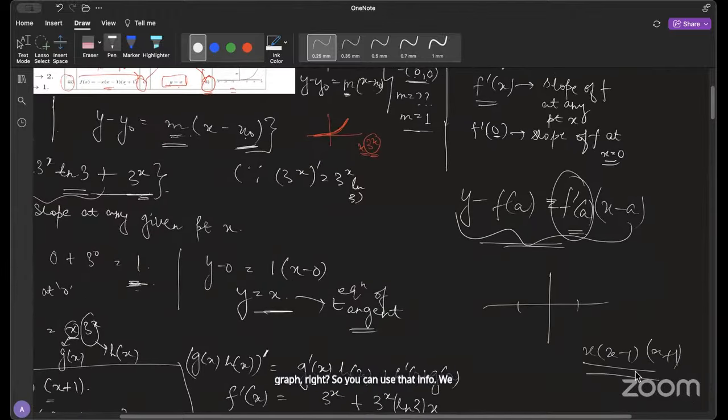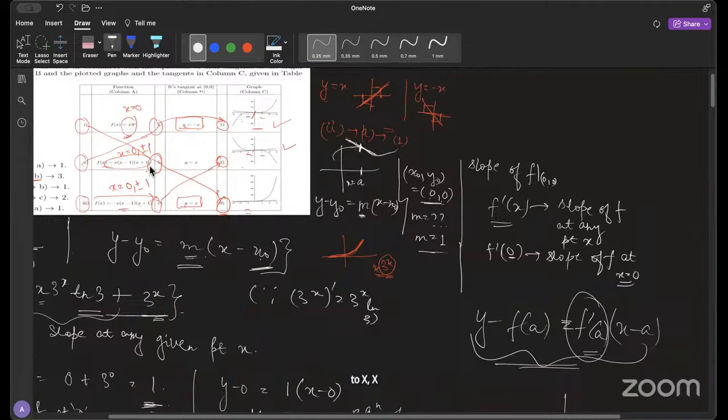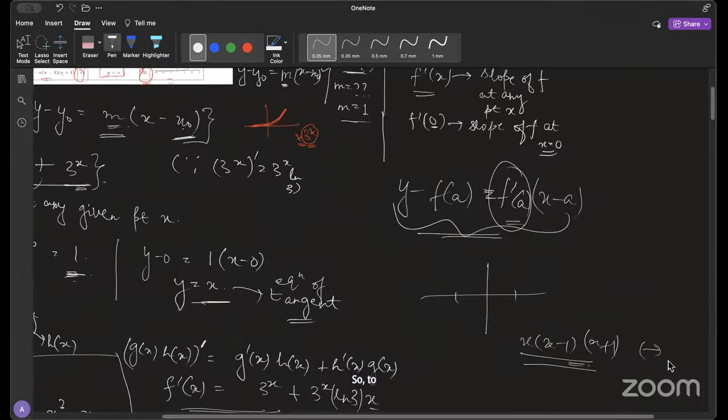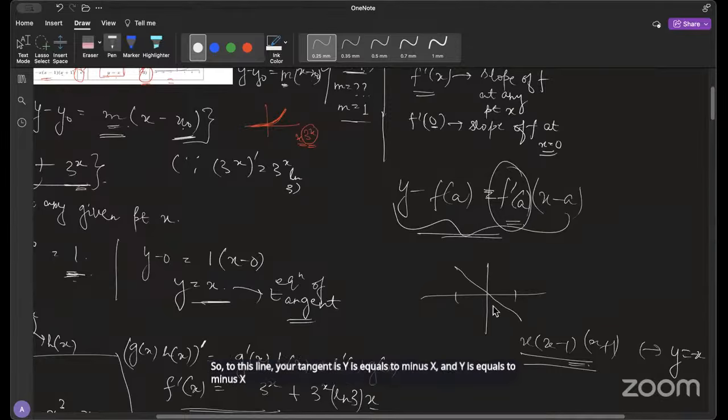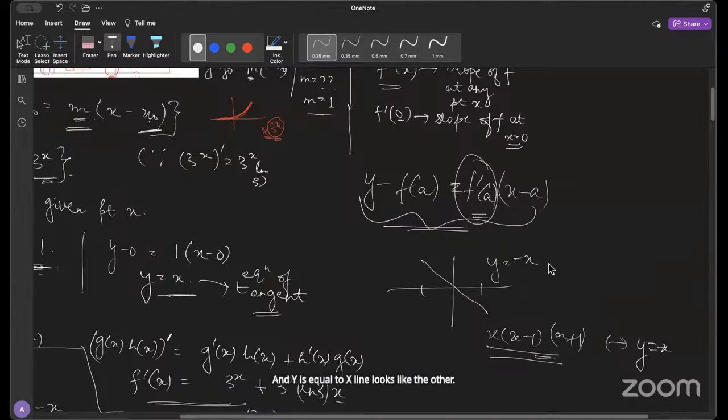We know that the tangent to this one is to x minus 1 and x plus 1. The tangent is y equals minus x. So your tangent is y equals minus x, and the y equals minus x line looks like this. And the y equals x line looks like the other, this one. This is your y equals x line.